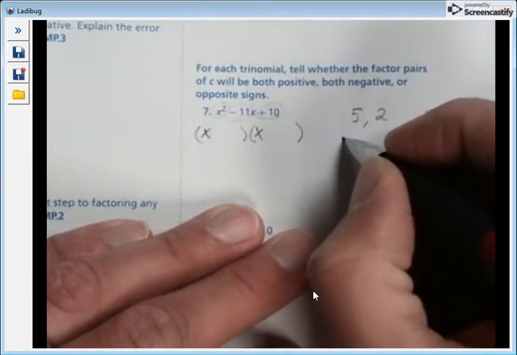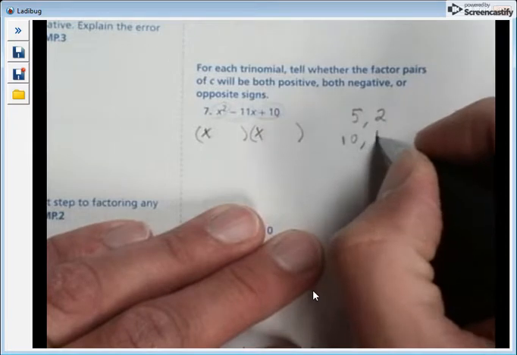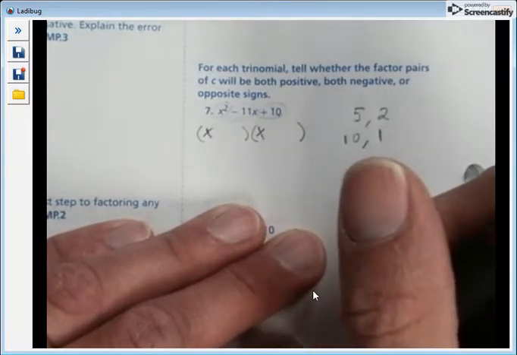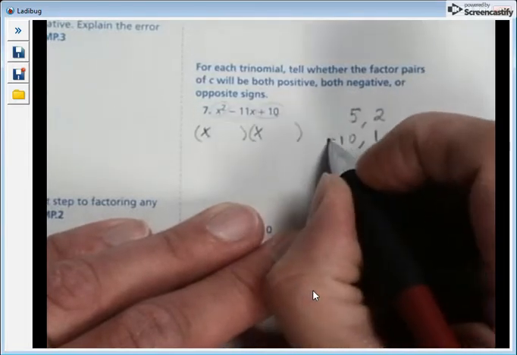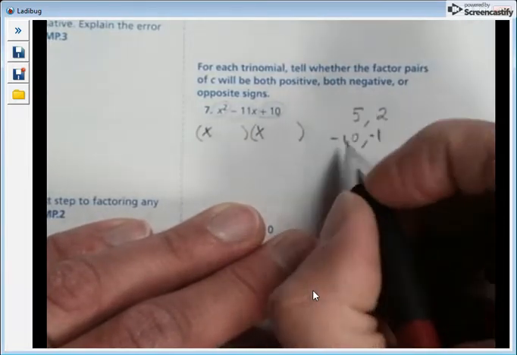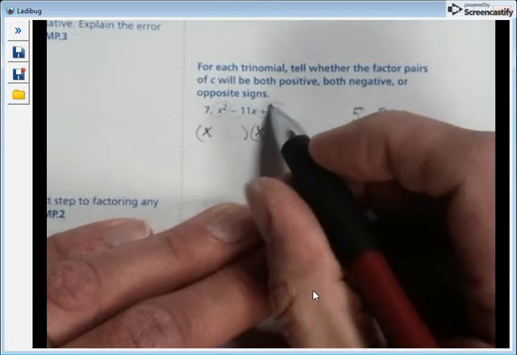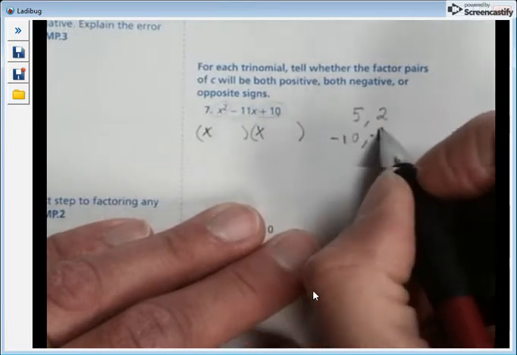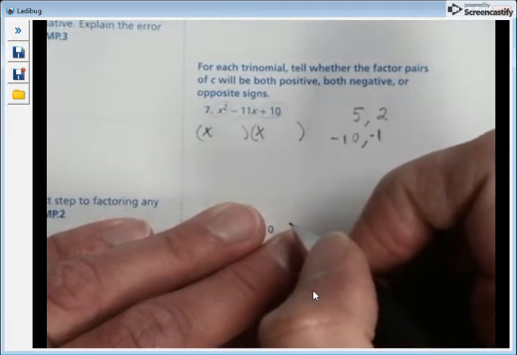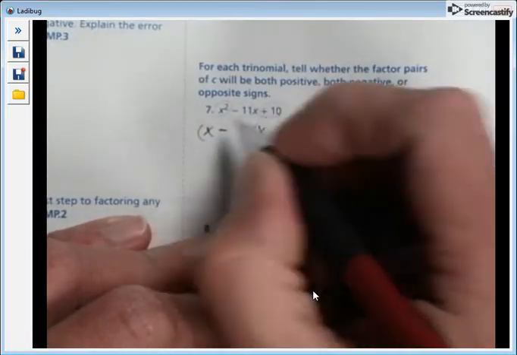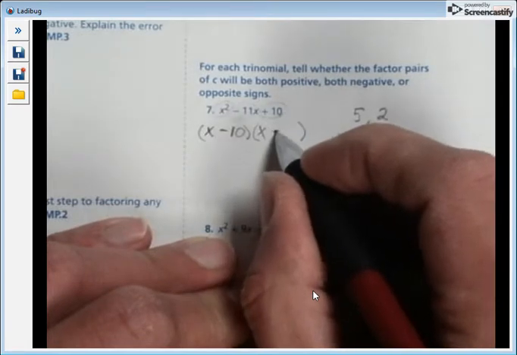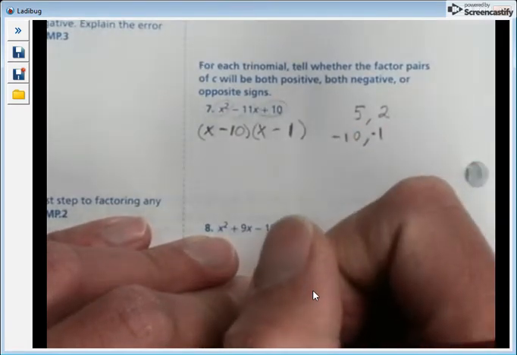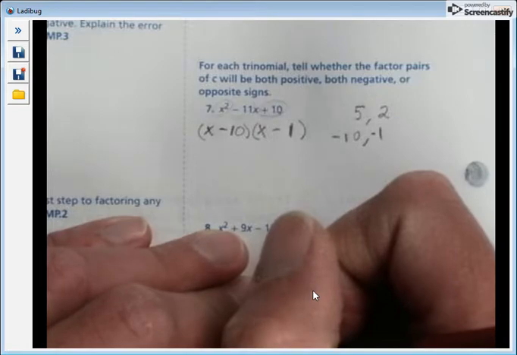And for me, I'm thinking, well, 10 and 1 multiply to 10, but 10 plus 1 doesn't add to negative 11. If they were both negative, though, negative 10 times negative 1 makes a positive 10, and negative 10 plus negative 1 makes a negative 11 when you add them. So you take that negative 10 and that negative 1, and then you put them in for the other part of each of those binomials, right?